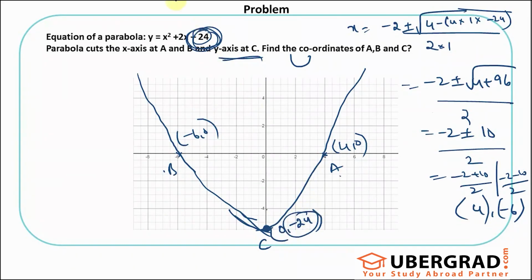How did I get minus 24? That's simply by taking this, right? Obviously I know that the y-intercept should be of the format 0 comma y, so I just put x as 0. So 0 plus 0 minus 24 is y, so y is minus 24. That's what it is, right? Similarly, for the x-intercepts, y is 0, so 0 equals x square plus 2x minus 24. I solve this quadratic equation using the roots formula, I get the roots, and those two are my intercepts on the x-axis.